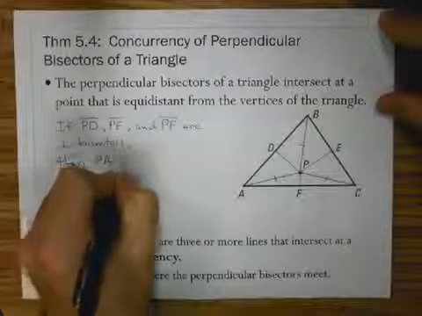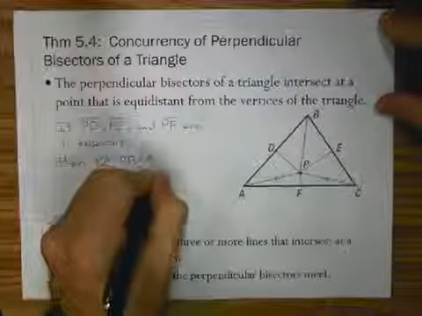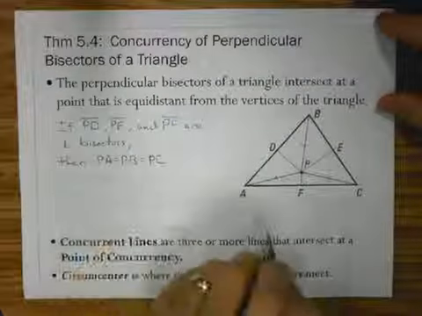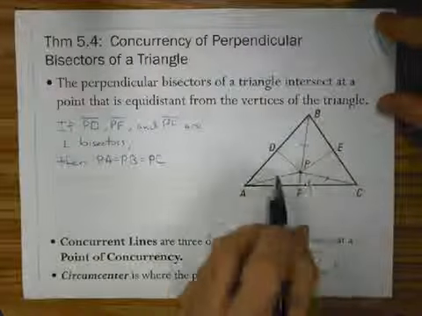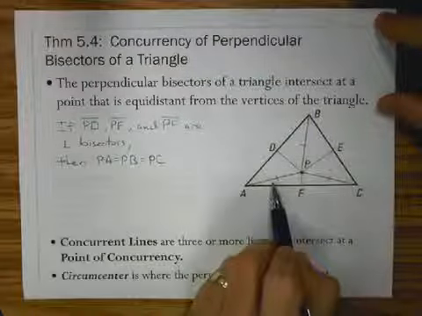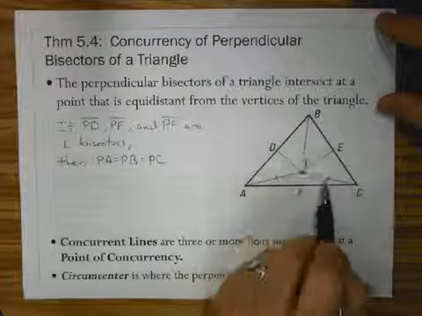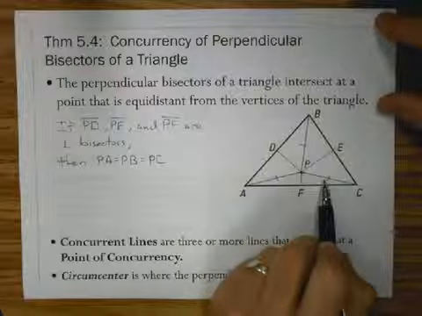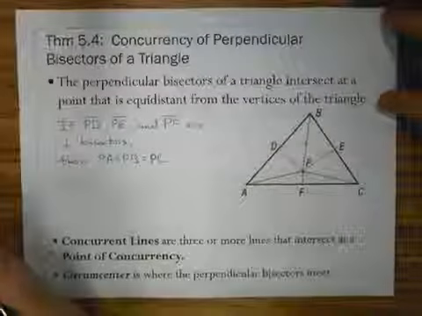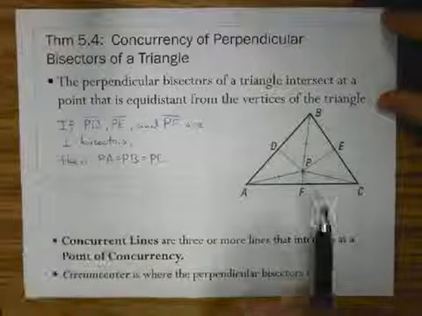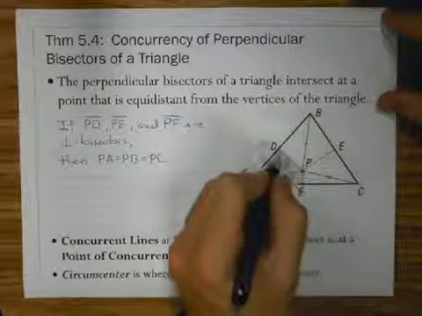Well, equidistant to the vertices means P to A, P to B, and P to C are all the same. So this point is the same distance to A, B, and C. For example, if this was 10 units, this would be 10, this would be 10. Now let's get a little more specific.